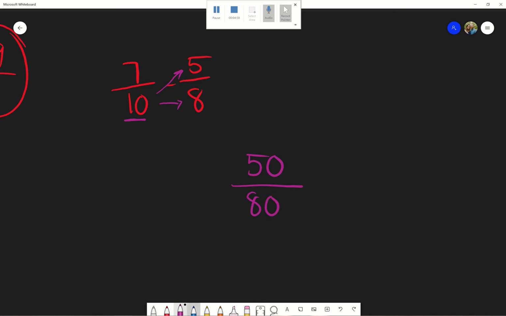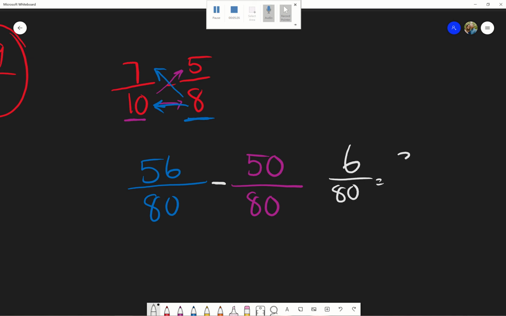Okay, and then we take our second denominator and multiply everything on the first fraction by our second denominator. 8 times 7 is 56. 8 times 10 is 80. I now have a problem with common denominators. And I'm going to say, well, 56 minus 50 is 6 over 80. That can be simplified to 3 over 40, which would be my final answer.